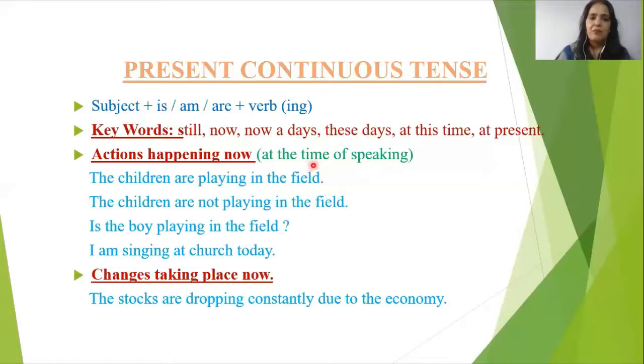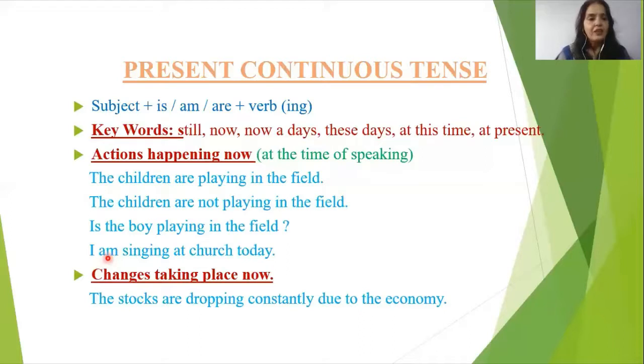The children are playing in the field. The children are not playing in the field. Negative. Is the boy playing in the field? I am singing at church today. So what have we seen here, children? Are. Children, plural number. With the plural number, we will use are. With the singular number, is. And with I, we will use am.